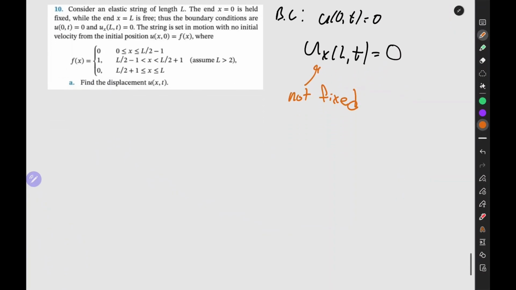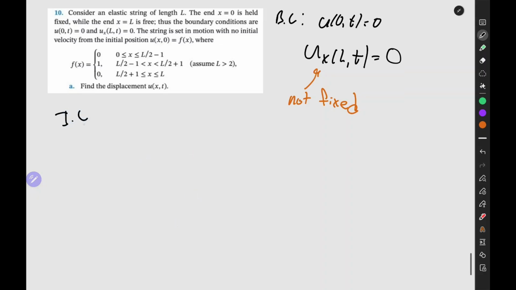Okay. I'm not writing out that whole f of x, but you can see it's not as bad as it looks. Two of the intervals are 0, and then we have 1 for the middle interval, so it's really not that bad of a piecewise function. Not like the last problem. But yeah, that's the position initial condition.